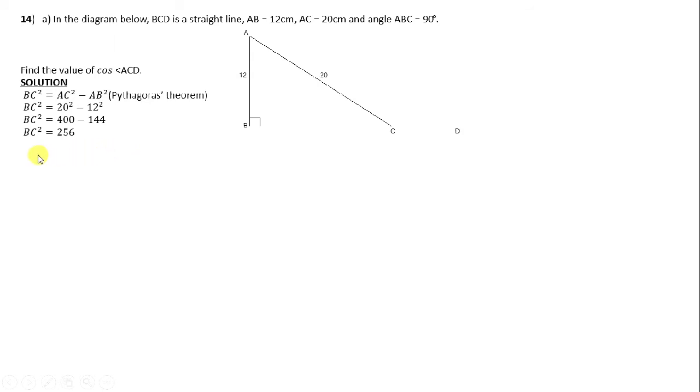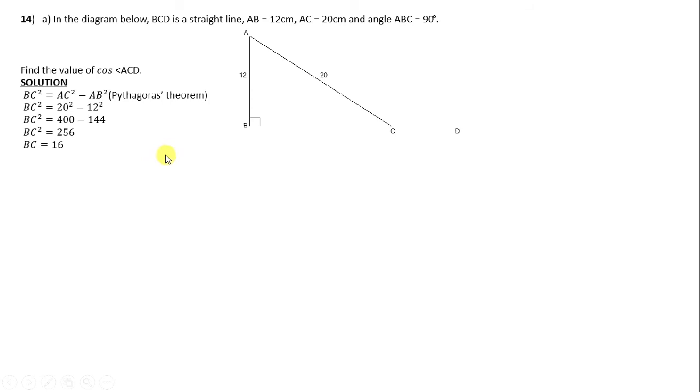To find the value of BC, we'll introduce the square root on both sides. Our BC will be equal to 16 centimeters. So we are going to replace the 16 centimeters here. Then now we can find the cos. Cos is adjacent divided by, or over, the hypotenuse.